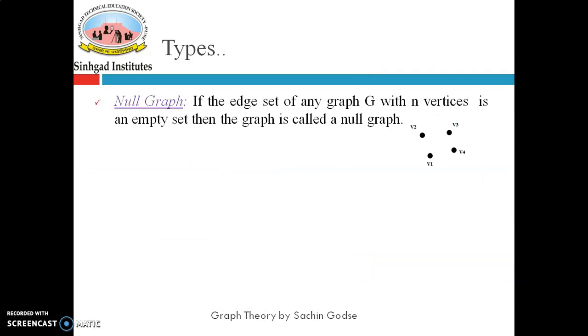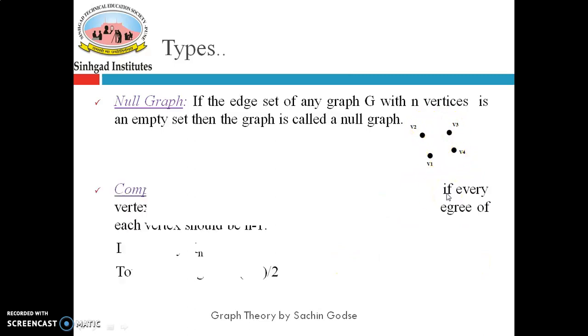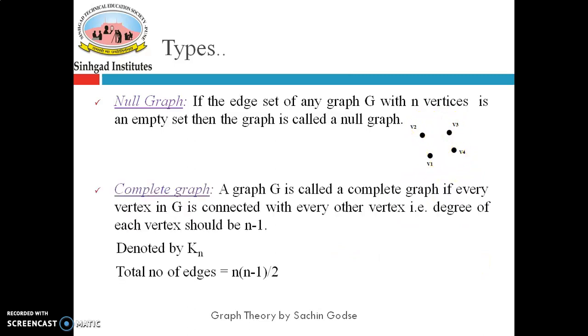Next type of graph is null graph. If the edge set of any graph G with n vertices is an empty set, then the graph is called a null graph. That means the graph has a vertex set with vertices and the edge set is empty. So you can see here an example of a null graph, which contains only vertices.